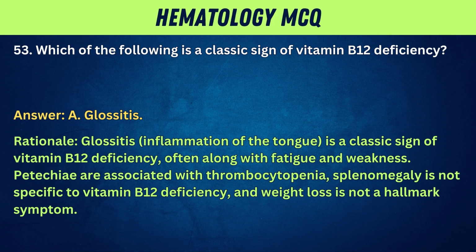Glossitis. Rationale: glossitis, inflammation of the tongue, is a classic sign of vitamin B12 deficiency, often along with fatigue and weakness. Petechiae are associated with thrombocytopenia. Splenomegaly is not specific to vitamin B12 deficiency, and weight loss is not a hallmark symptom.